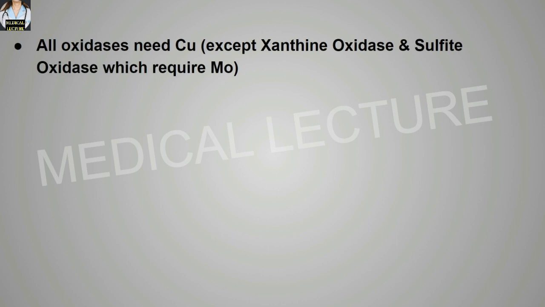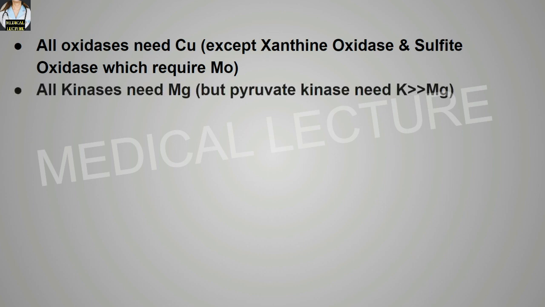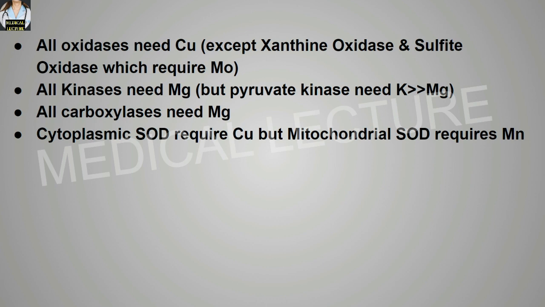All oxidases need copper except for xanthine oxidase and sulfite oxidase, which require molybdenum. All kinases need magnesium, but pyruvate kinase needs potassium more than magnesium. All carboxylases need magnesium. Cytoplasmic superoxide dismutase requires copper, but remember, mitochondrial superoxide dismutase requires manganese.